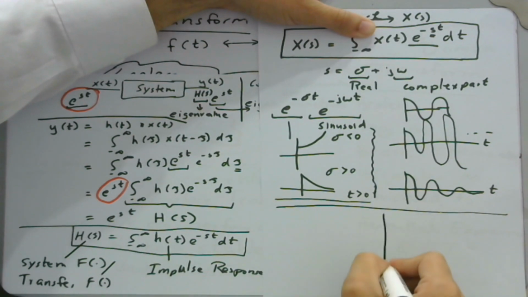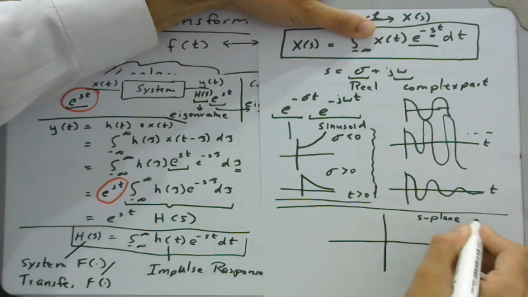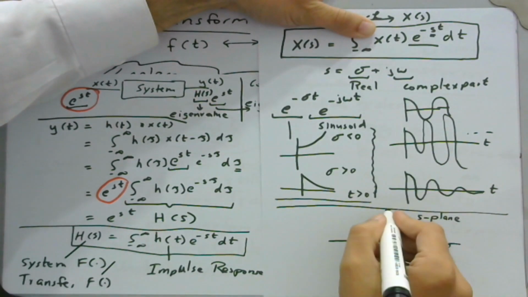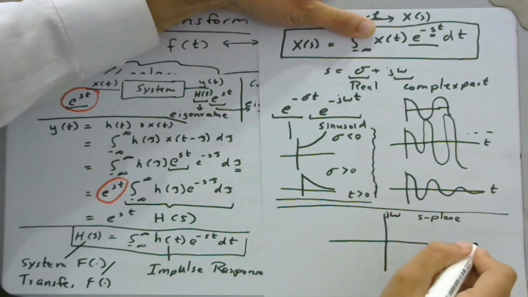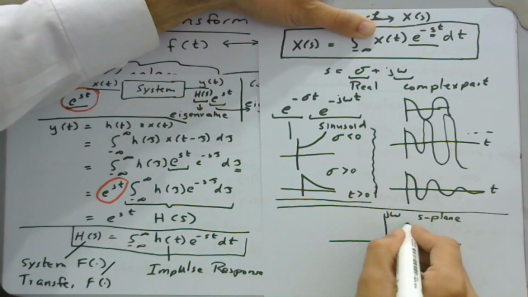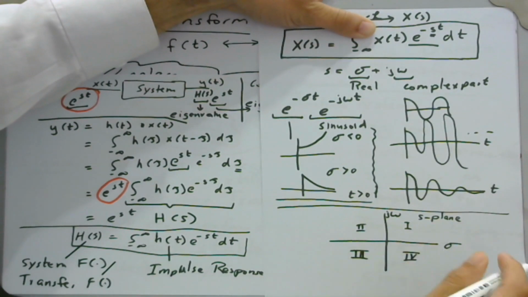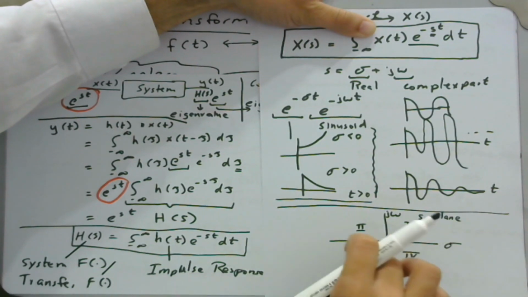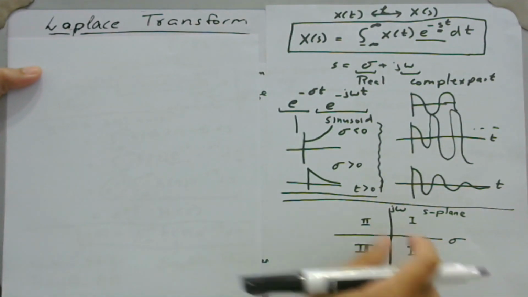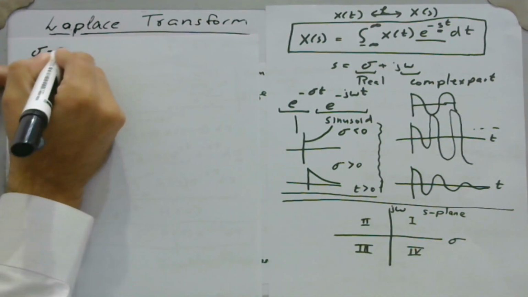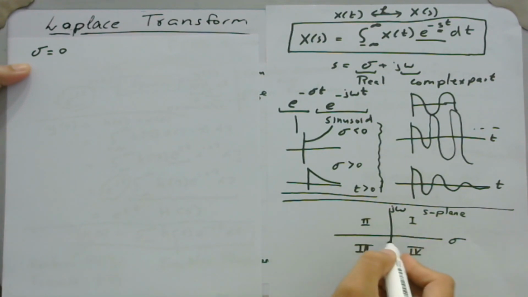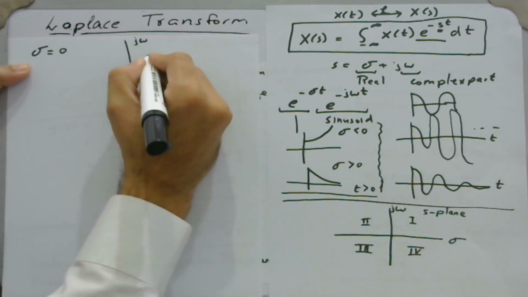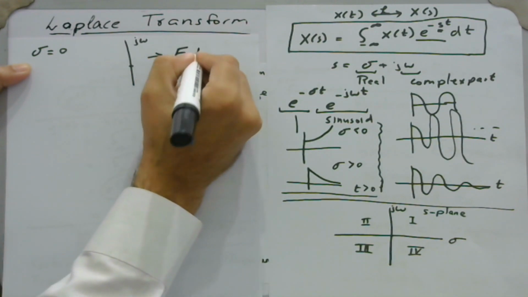So this means we have an S plane where we have the real value sigma and then omega. Let's say this is j omega. This S plane has four quadrants. In quadrants 1 and 4, the value of sigma is positive, and similarly in 2 and 3 it is negative. Now in this plot, if we set sigma equal to 0, so that the value of sigma is at the origin, the whole plot collapses to simply the j omega axis. This is something that we call the Fourier transform.